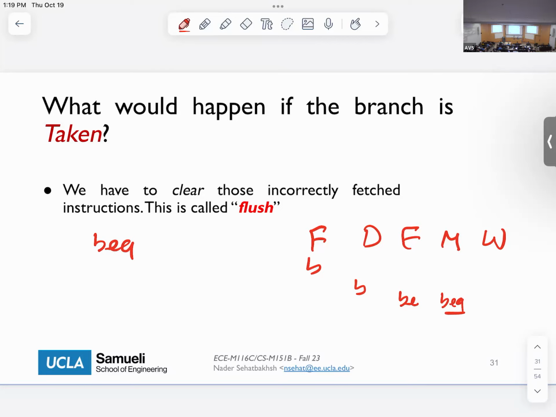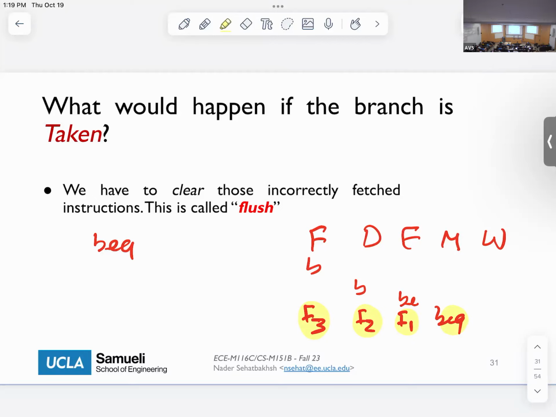So what did I do is branch here. At this point, I have, for example, I1 here, I2 here, and I3 here. This is the current state of my pipeline. What I need to do is that I realized that this branch was taken. So I incorrectly fetched this, I incorrectly fetched this, and I incorrectly fetched this. So I need to flush them out of my pipeline.